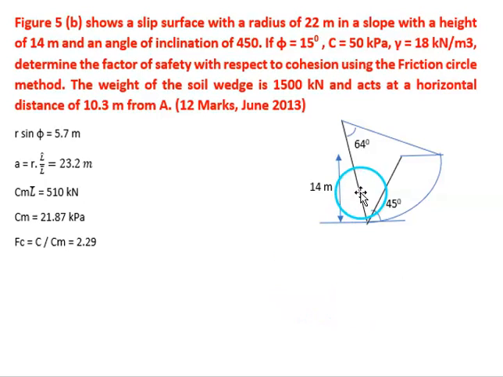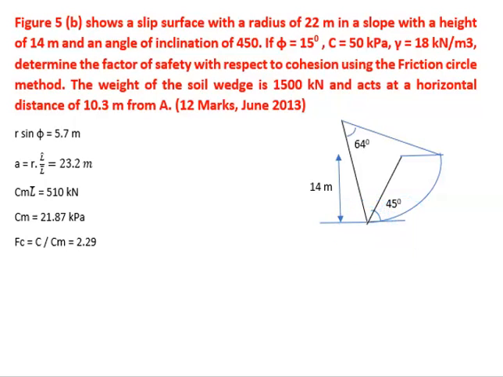So here in this problem, a figure is given, and from the figure we can find the values of delta, and here slope angle is also given, height of the slope is given. So here radius is given, height is given, and angle of inclination, this is 45 degrees. Phi value is given, C is given, gamma is given. So we should find the factor of safety with respect to cohesion using the friction circle method. Here total weight is given, and its distance is given with respect to point A, that is from the toe point.